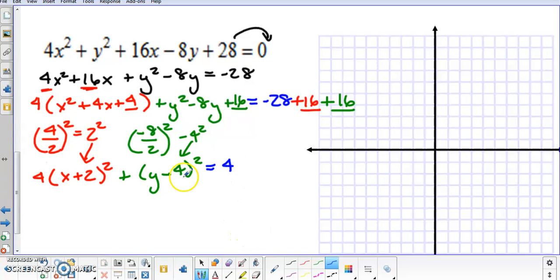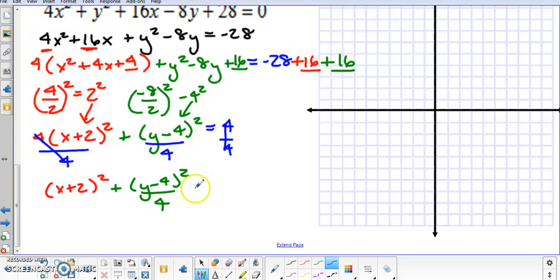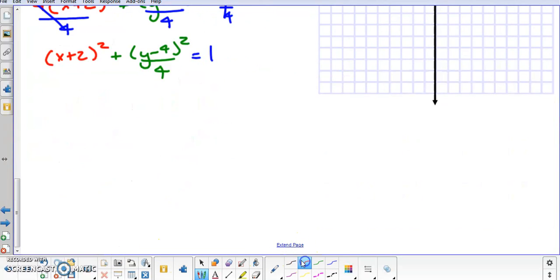So now again, this has to equal 1. So I'm going to divide all terms by 4. That's going to cancel out here and here. So it's going to leave me with x plus 2 squared plus y minus 4 squared over 4, and that equals 1. All right, let's go ahead and complete this.